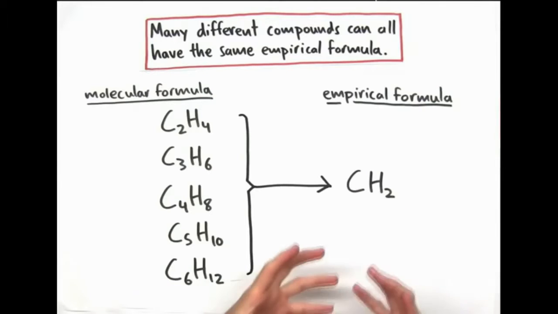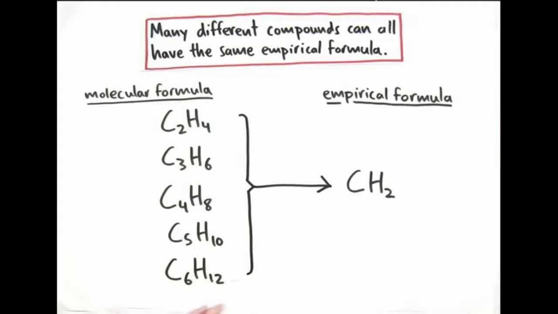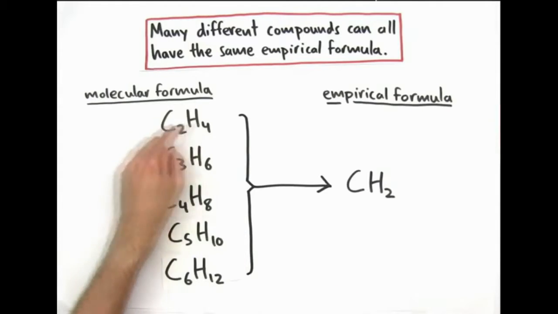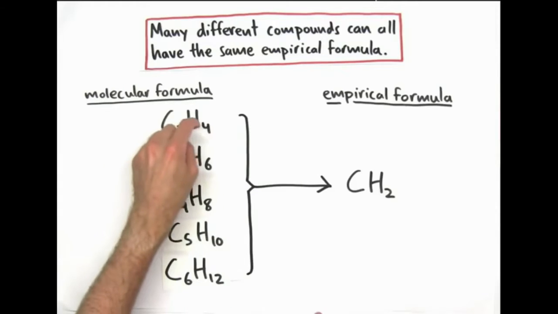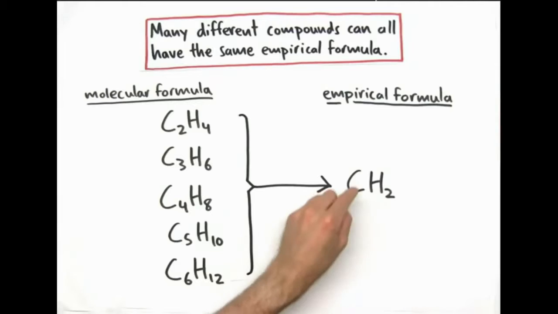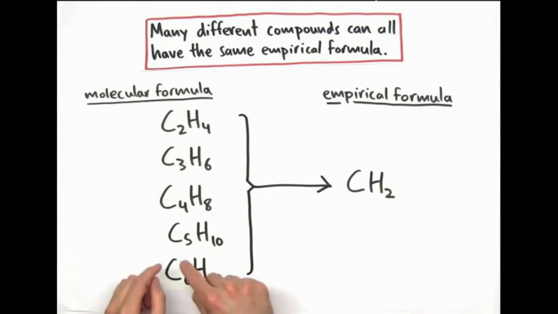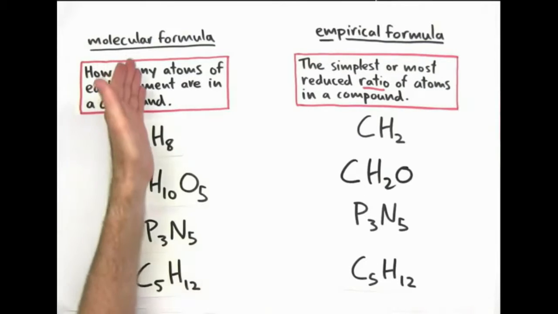The empirical formula, as we've said, is all about the most simplified ratio of atoms in a compound. So whenever we have a molecular formula with just carbon and hydrogen, where we have twice as many hydrogens as carbons, C2H4, C3H6, the empirical formula will always be CH2. So many molecular formulas can have the same empirical formula. Keep that in mind. So now you've learned about the difference between molecular formula and empirical formula.